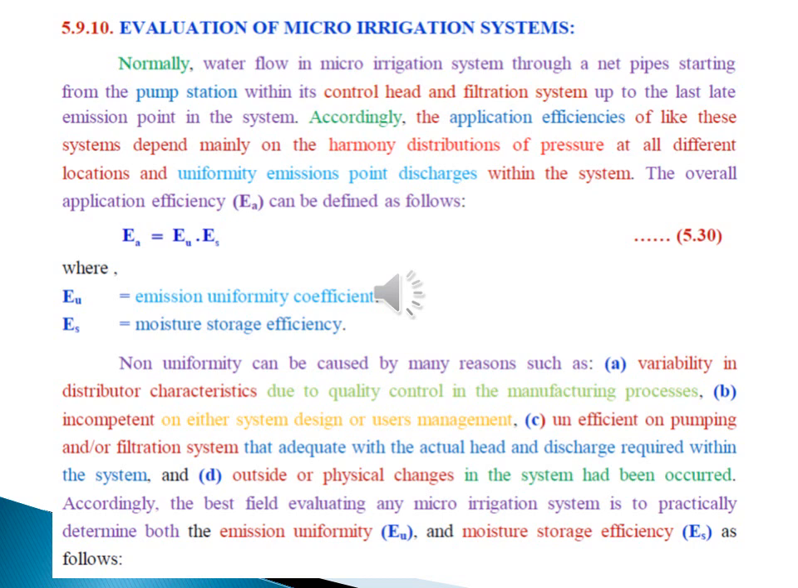Non-uniformity can be caused by many reasons such as variability in distribution characteristics, incompetence in either system design or user management, inefficiency of the pumping or filtration system that is not adequate for the actual head and discharge required within the system, and outside or physical changes that have occurred in the system.